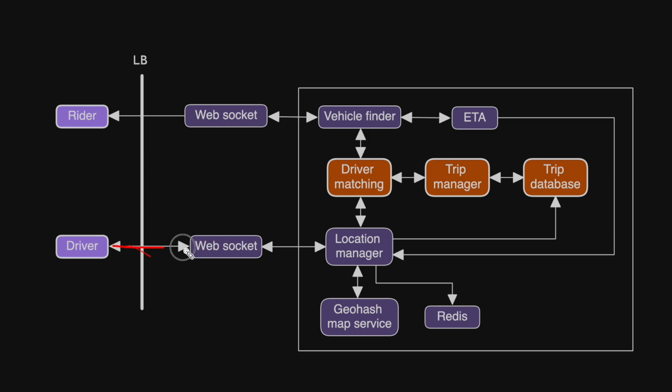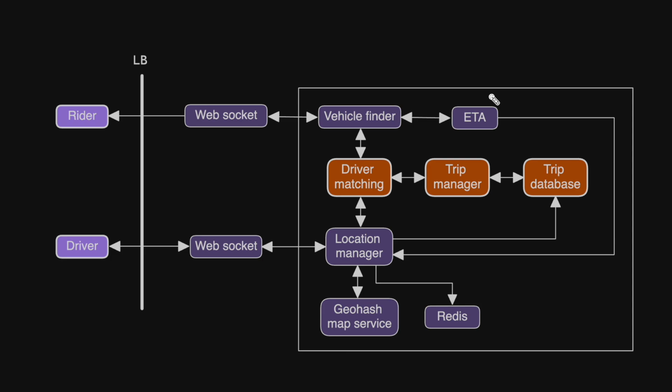Let's start with the rider flow. As the rider opens the application, the first thing we see is all the cars around us. So the vehicle finder service queries the location manager and retrieves a list of cars closest to where we are. Once we type the destination, the vehicle finder groups all the drivers by the vehicle type and computes an ETA for every driver. Now in our application, we can see every type of trip available with an ETA on it.